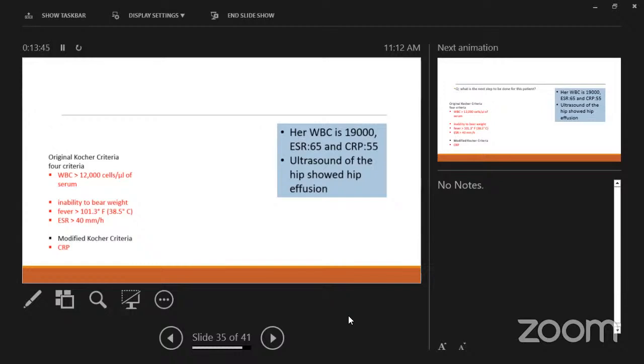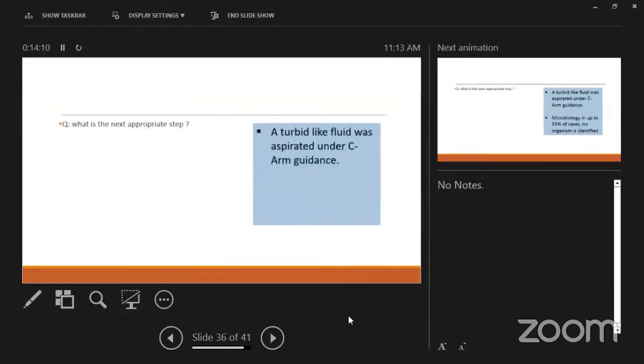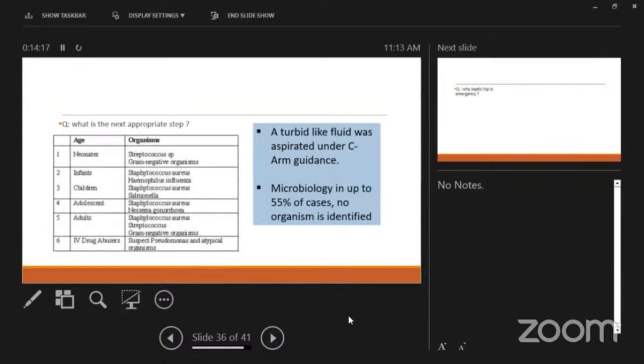We know the Kocher criteria, which is 4: WBC more than 12,000, inability to bear weight, fever more than 38.5, ESR more than 40. The probability with one of them is 3%, with two 40%, with three 93%, and the fourth is 98%. The modified criteria added the CRP. Now we do incision and drainage, turbid-like fluid, and aspiration under C-arm.